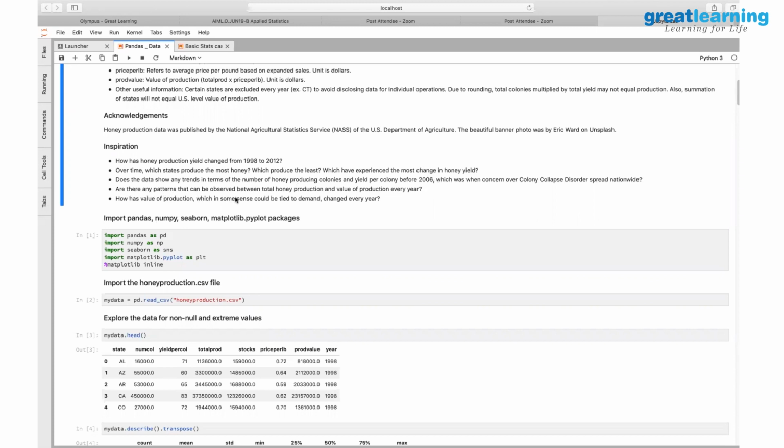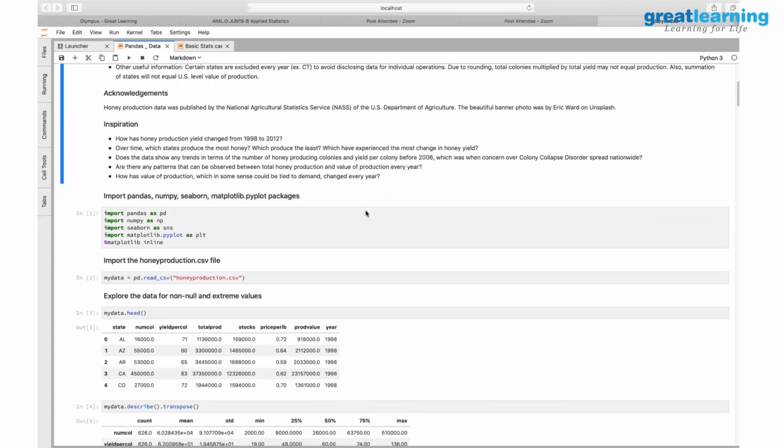Then, are there any patterns that can be observed between total honey production and value of production? How has the value of production, which in some sense could be tied to demand, changed every year? These are the 5 different questions they are asking. We'll try and answer as many questions as we explore through the data.